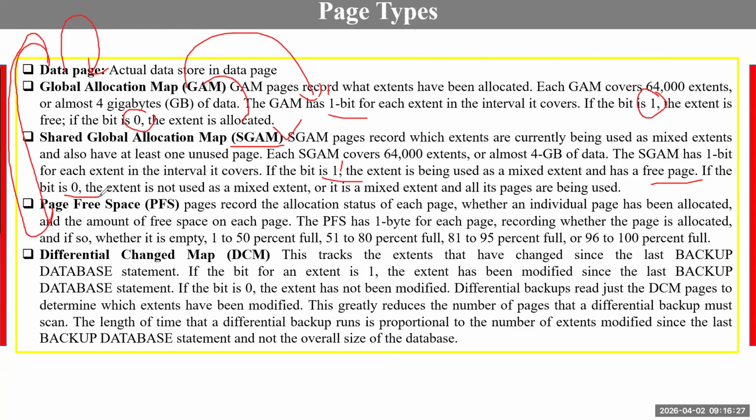Now, if the bit is 0, it means the extent is not used, or it is used and completely filled with data. It is the reverse order, sir; you need to remember this little reversal. If it is a 1, it is being used but has some free space. If it is a 0, it is not being used or it is completely filled with data. That is how SGAM tracks the information. So SGAM is tracking the GAM's free space information, and the PFS page is tracking the page space information.